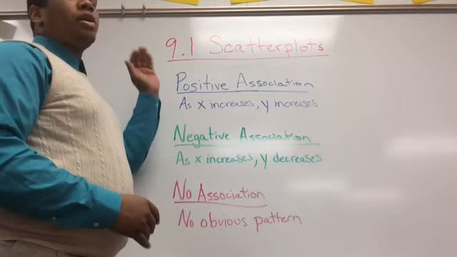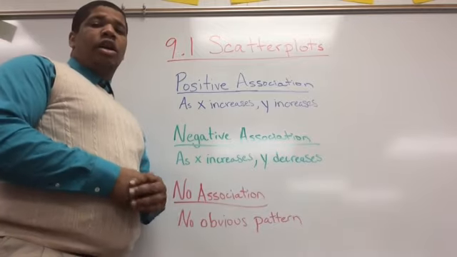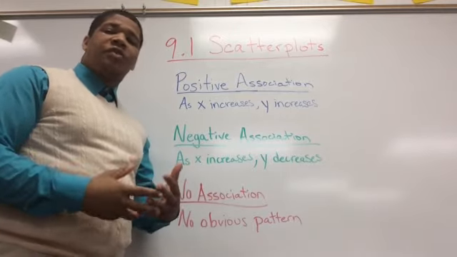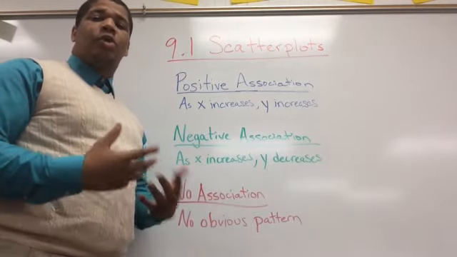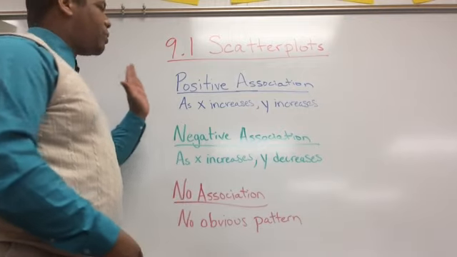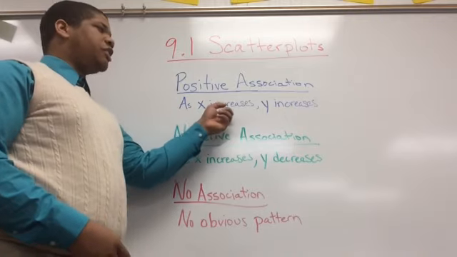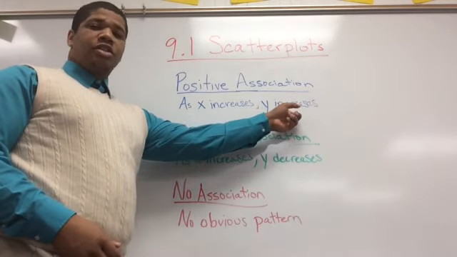Okay, so today we're going to be talking about scatterplots. And scatterplots are a graph with a bunch of points on them. And there are three different types of scatterplots that we will normally see. We will see scatterplots with a positive association, which means as x increases, y increases.